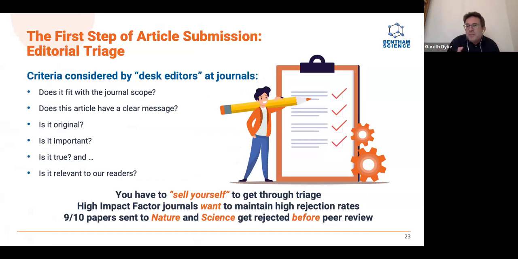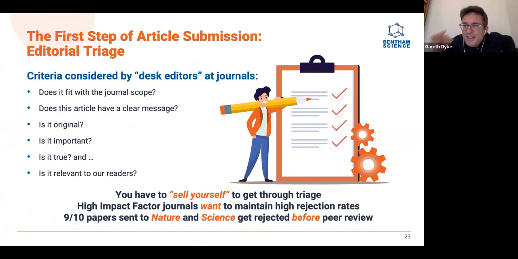When an article comes in to an editorial office, and we talked about this last week as well, desk editors, those journal editors that we talked about a little bit earlier on in our presentation this evening, they will look at your paper, they'll read the cover letter, they'll read the title, they'll read the abstract, and they will think, does this fit with the journal's scope? Does this article have a clear message? Is it original? Is it important? Is it true? And is it relevant to our readers?